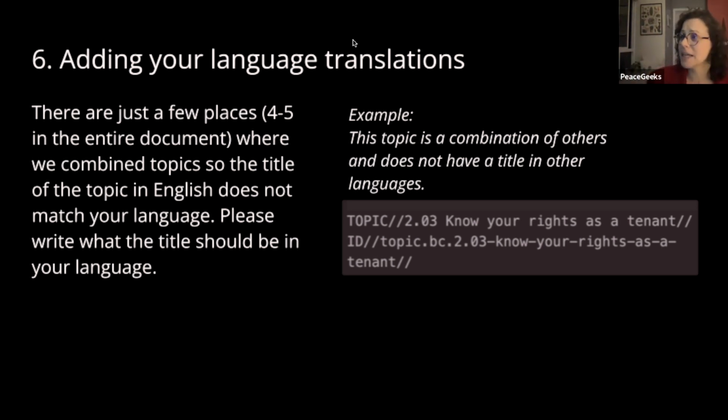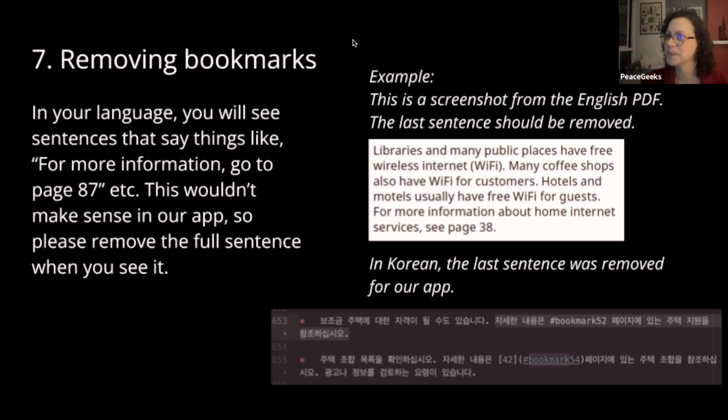Another example I can think of is the topic Know Your Rights as a Tenant. So again, we combined a few different things in order to make the content the right length and the right order for our app. And so that's why we do need you to type in your language what the topic title is for Know Your Rights as a Tenant. Again, you'll see in the English when this comes up and you'll recognize where you should be doing these translations, but it's just a few spots.